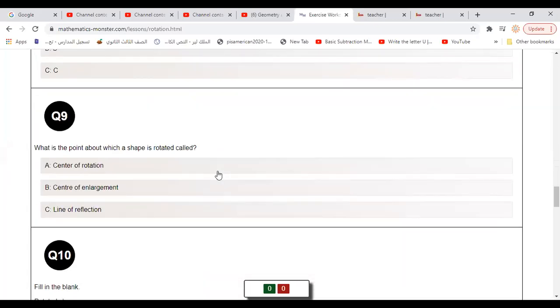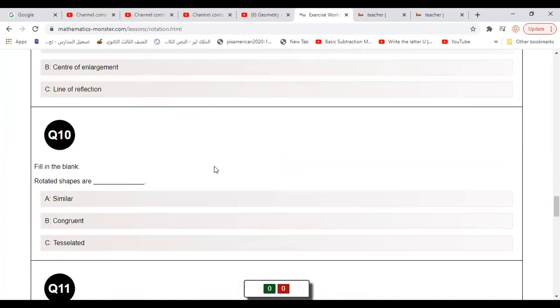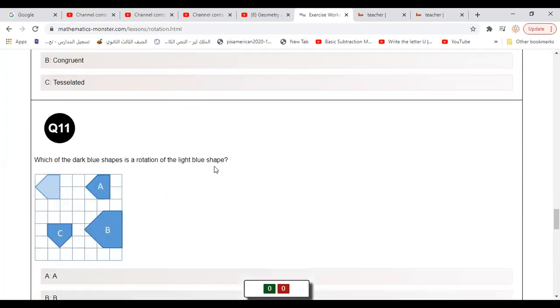What is the point about which a shape is rotated called? Center of rotation. Very good. Rotated shapes are similar, congruent, or tessellate? Congruent. Very good.